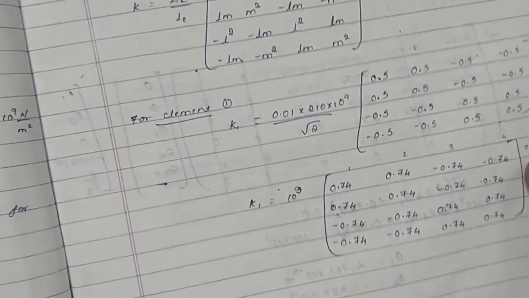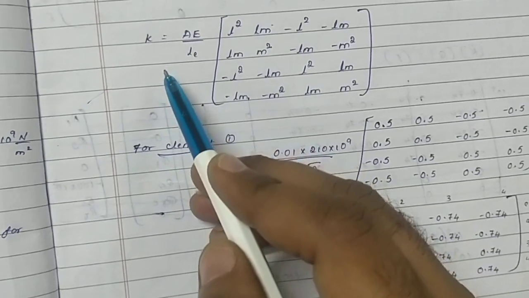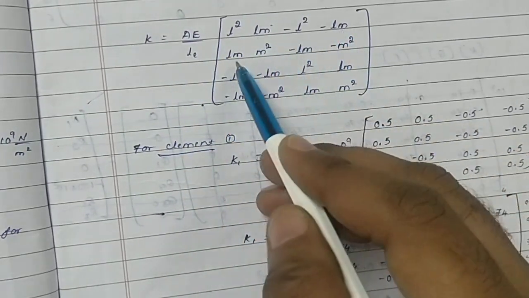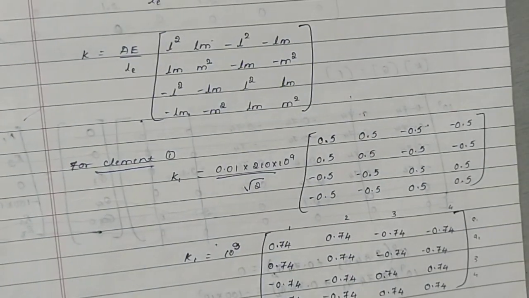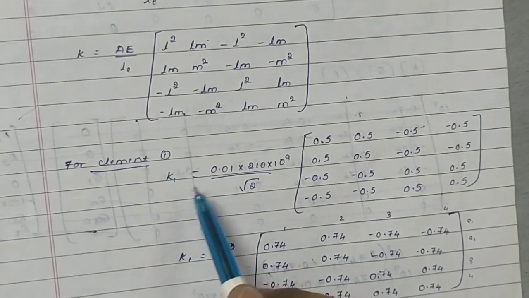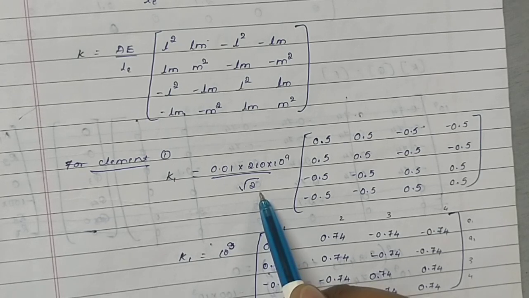Once it is done, write the element stiffness matrix for a truss element. What is the element stiffness matrix for a truss element? K is equal to AE by LE times the matrix L square, LM, minus L square, minus LM, and so on. We have derived this just now. Similarly, write this for element 1 and 2. So for element 1, K1 is equal to, substitute, A1 E1 divided by L1.